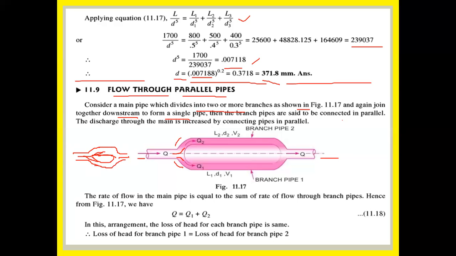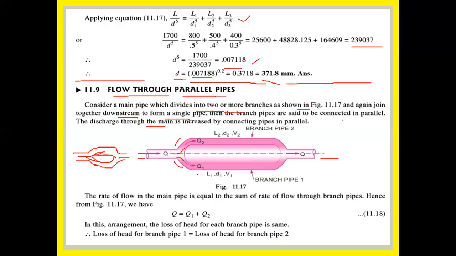Okay. Next, the discharge through the main is increased by connecting the pipes in parallel. So whenever the pipes are connected in parallel, the discharge of the water will increase, right? Whenever the pipes are connected in series, you get differences in discharge depending upon the diameter, right? So now just draw the figure.